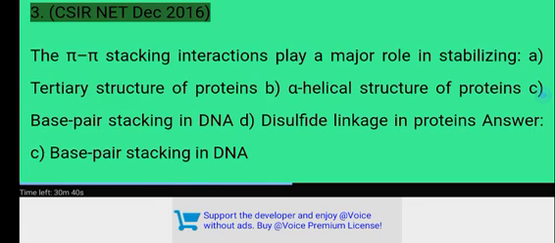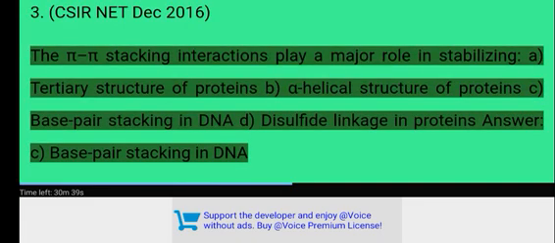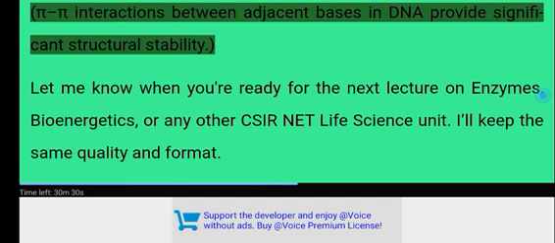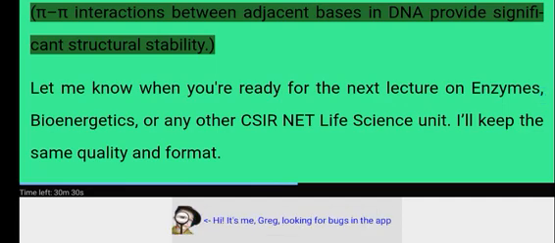3. CSIR NET December 2016. The pi-pi stacking interactions play a major role in stabilizing: A. tertiary structure of proteins, B. alpha helical structure of protein, C. base pair stacking in DNA, D. disulfide linkage in proteins. Answer: C. Base pair stacking in DNA. Pi-pi interactions between adjacent bases in DNA provide significant structural stability.